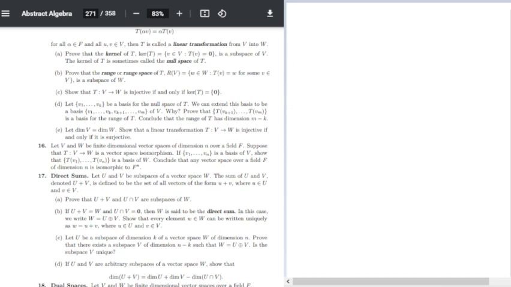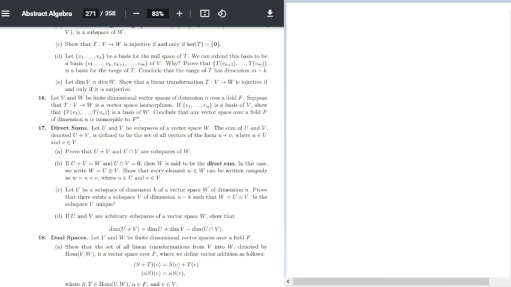Let V and W be finite-dimensional vector spaces and T an isomorphism. If it's a basis of V, show that its image under T is a basis of W. Conclude that any vector space over a field F of dimension n is isomorphic to F^n. Show that V is a basis of W. Yeah, and this will just be simple injectivity considerations and kernel considerations, direct sum.